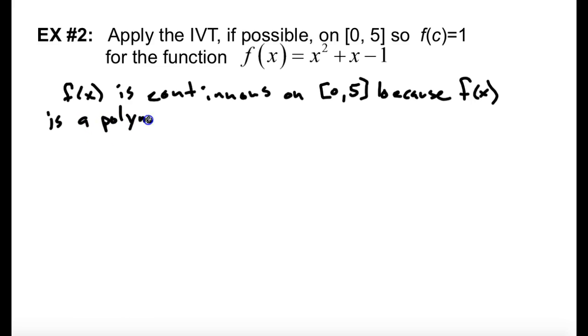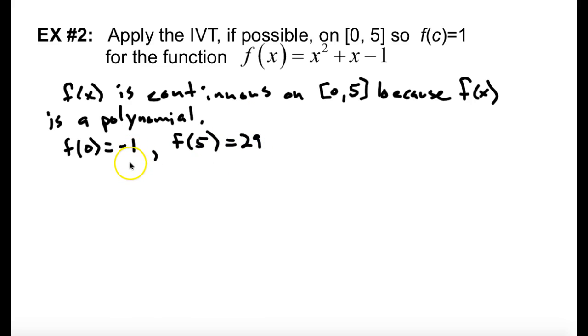Now we want to see what our y values of our endpoints are. So I want to plug in 0 and I want to plug in 5. Okay, so let's do that. Let's say f of 0 will be 0 squared plus 0 minus 1, so that'll be negative 1. Then f of 5. So if I plug 5 in, 5 squared is 25, plus 5 is 30, minus 1 is 29.